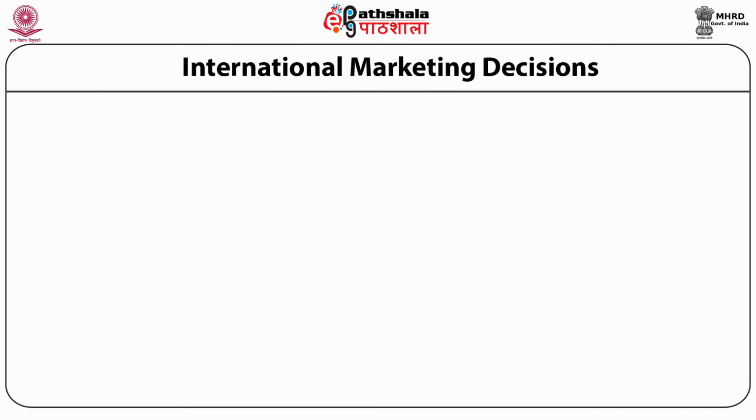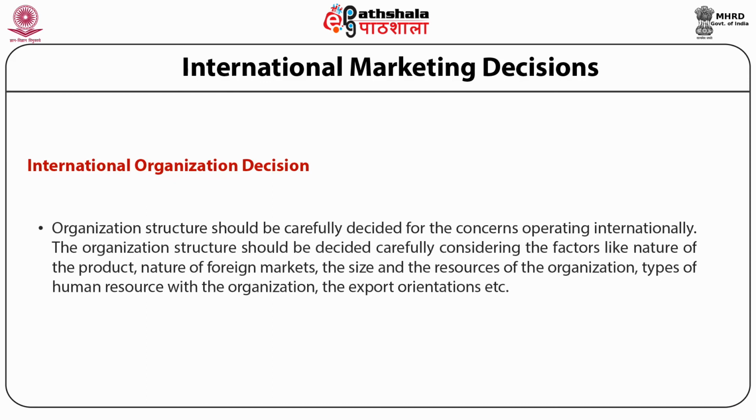The next one is international organization decision. The organization structure of the company should be chosen carefully, deciding the concerns operating internationally. The organization structure should consider factors like nature of the product, nature of the foreign market, the size and the resources of the organization, types of human resource with the organization, and the export orientations, etc.